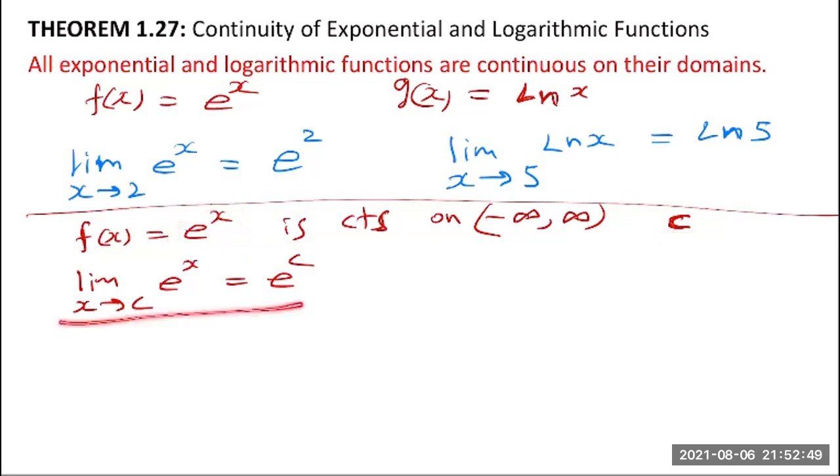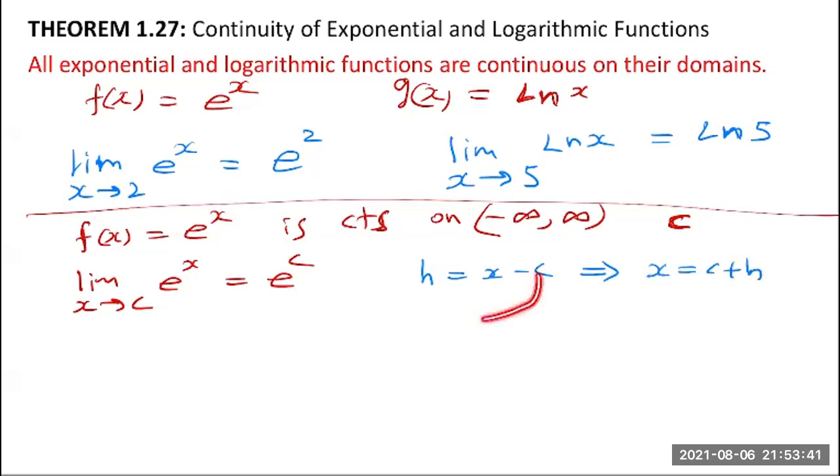Okay, so this is what I want to prove. To prove this, I'm going to use a substitution. My substitution is called a change of variable. I'm going to take h is equal to x minus c. That implies x is equal to c plus h, right? I can move this c to the other side. Then I'm going to write this limit statement purely in terms of h now.